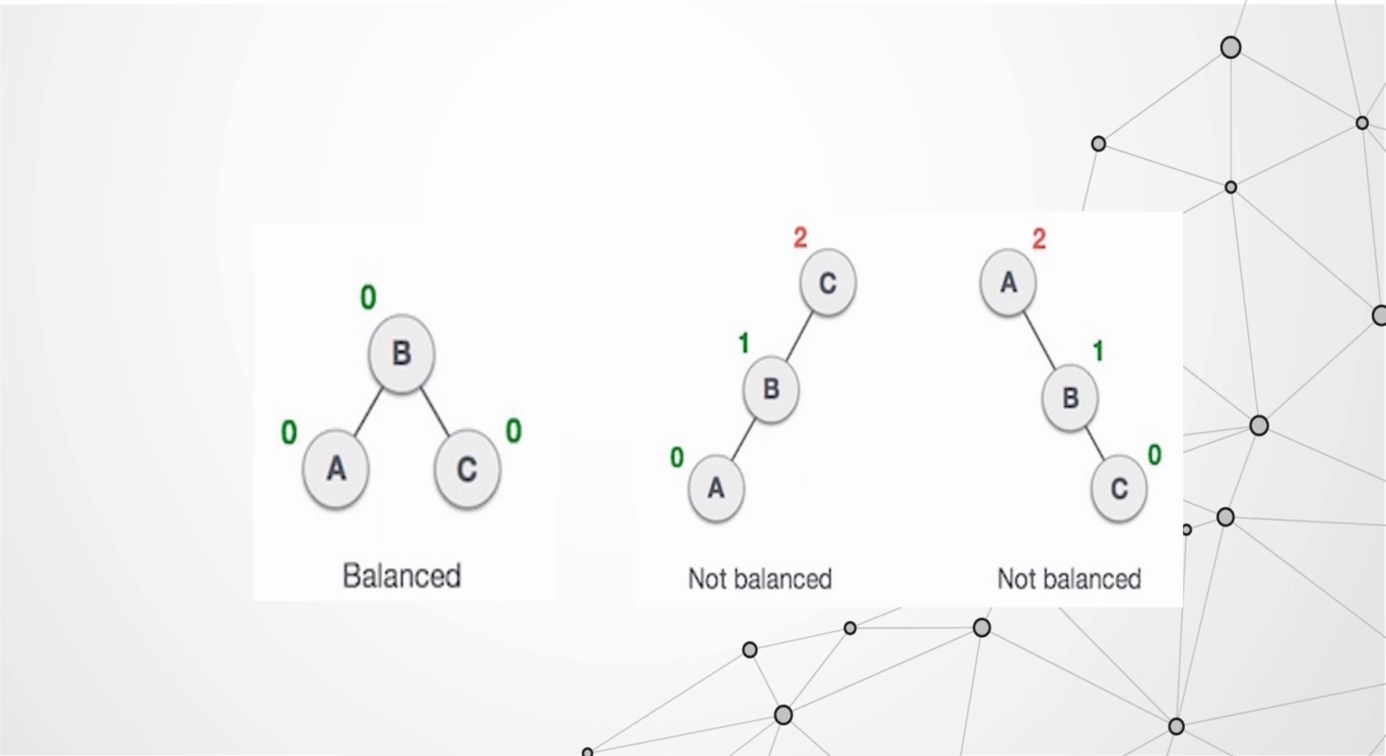So the balancing factor of C is the height of left minus the height of right. There is no item available because C is a leaf node, that's why the balancing factor of C is 0.